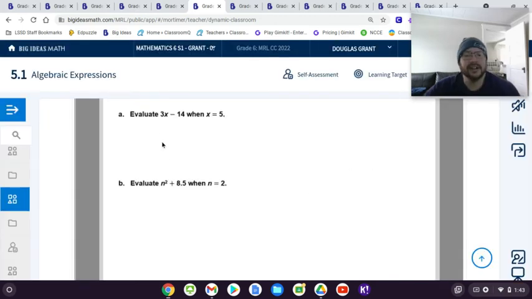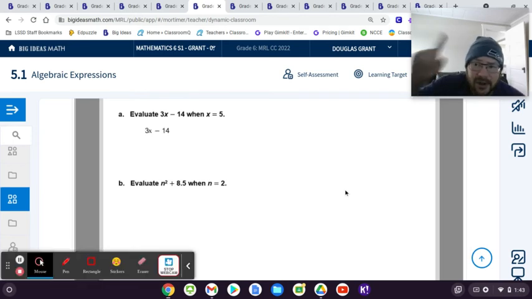Okay, same deal here. So evaluate 3x minus 14 when x is 5. All right, so common mistake. This does not mean 35. This means 3 times x. So you're going to do 3 times 5. Don't put 35 ever. That's just wrong.